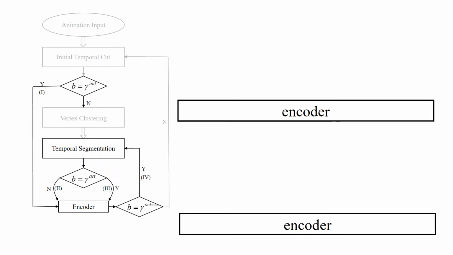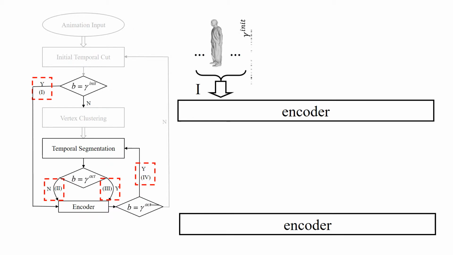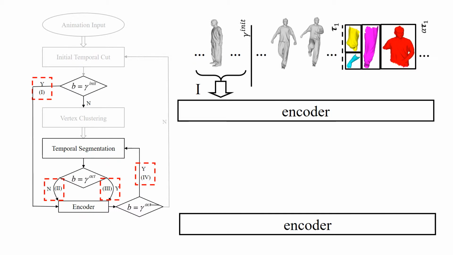In our method, we propose a temporal segmentation, which determines 4 possible types of the animation block to be processed by the encoder. Type 1. None of the distinct behaviors has been detected at the initial temporal cut step. Type 2. The spatial segmentation has been conducted and a temporal segmentation boundary has been detected.